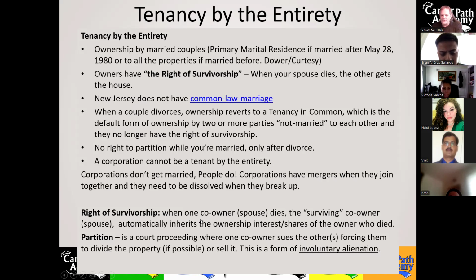The right of survivorship with married couples would be defined as when one co-owner spouse dies, the surviving co-owner spouse automatically inherits the ownership interest of the owner who died, just like in the joint tenancy. The partition would only take place if you divorce, not while you're married. You cannot sue your spouse when you're married.